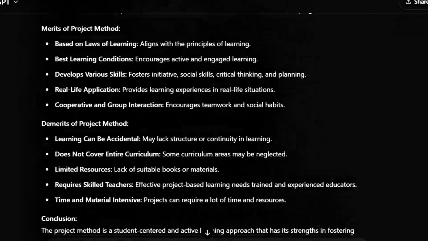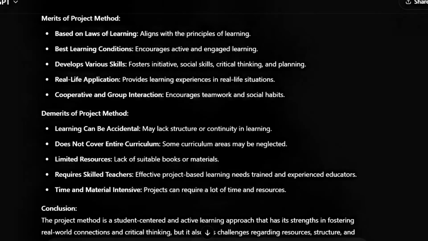Merits of project method. Based on laws of learning, aligns with the principles of learning. Best learning conditions, encourages active and engaged learning. Develops various skills, fosters initiative, social skills, critical thinking, and planning. Real-life application provides learning experiences in real-life situations. Cooperative and group interaction encourages teamwork and social habits.